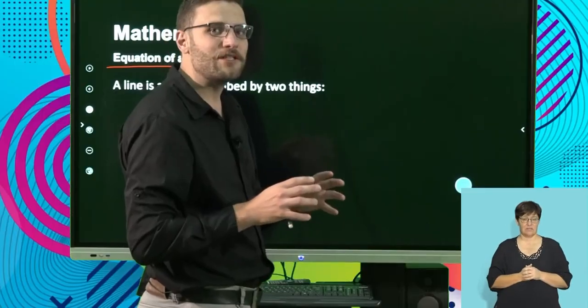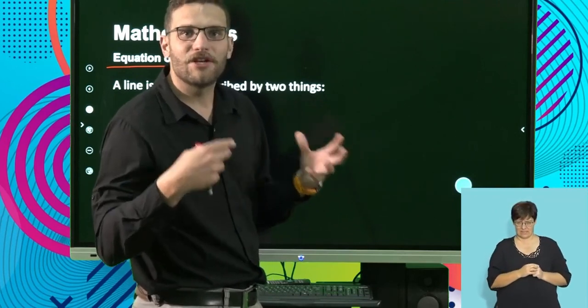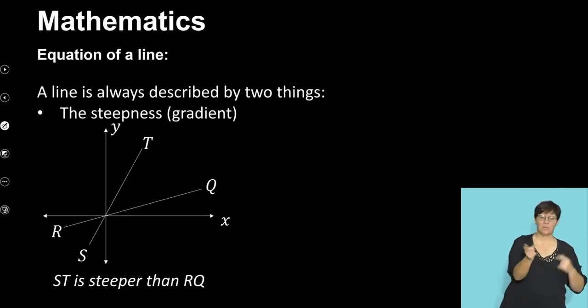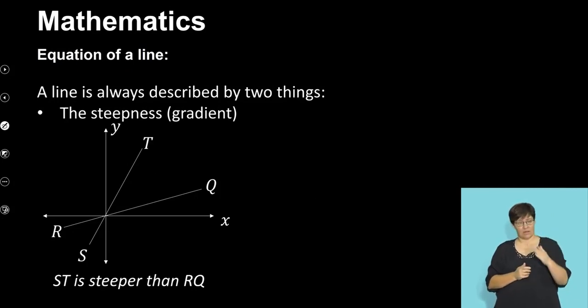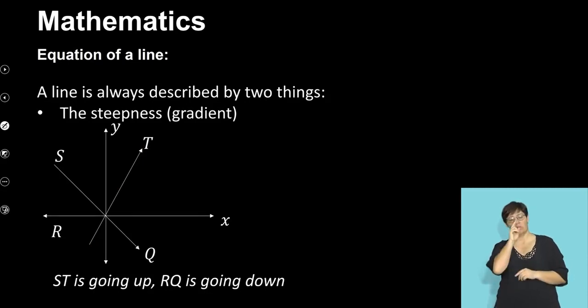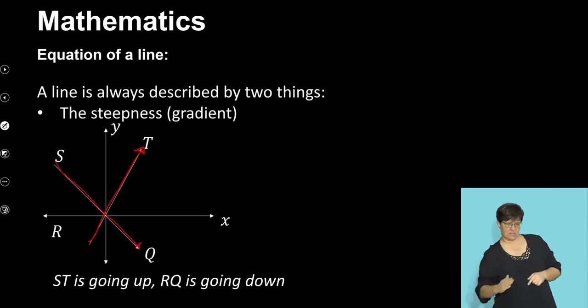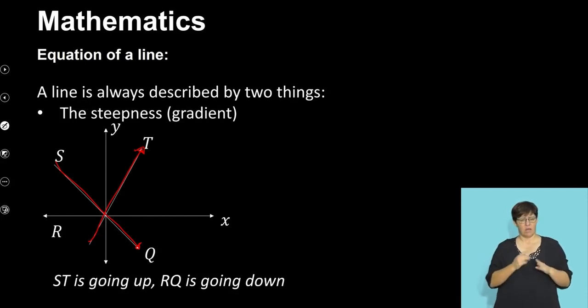Now, we're going to be talking about the two things that describe a line. What makes lines different to other lines? The first thing is the steepness. Here we can see that ST is steeper than RQ. They're not the same line because they don't have the same steepness. Also, this line RT is going up, so it has a positive gradient, and this line is going down. These are not the same lines because the gradient is different.